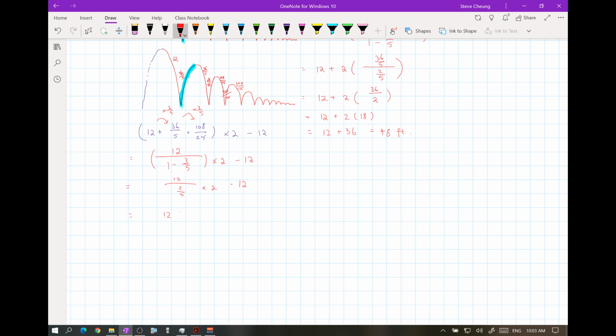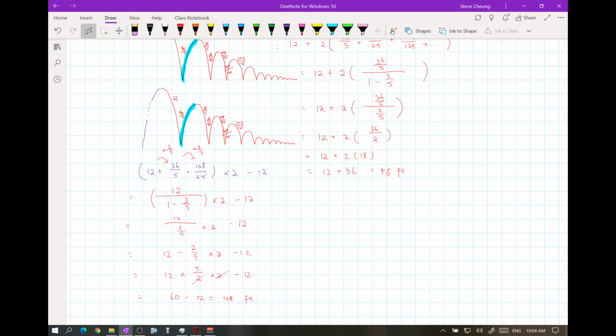12 divided by 2/5 is the same as that. And this cancels, right? So you still get the same answer. So it doesn't matter which way you do it, you still have the same answer when it comes to infinite series. How nice.